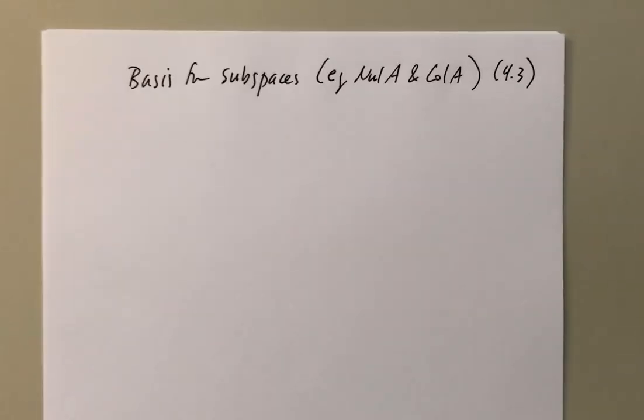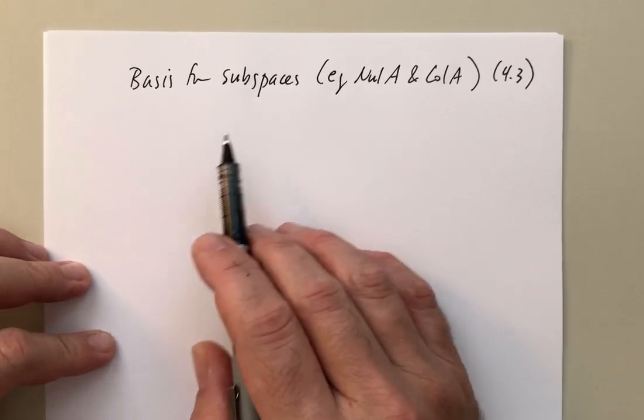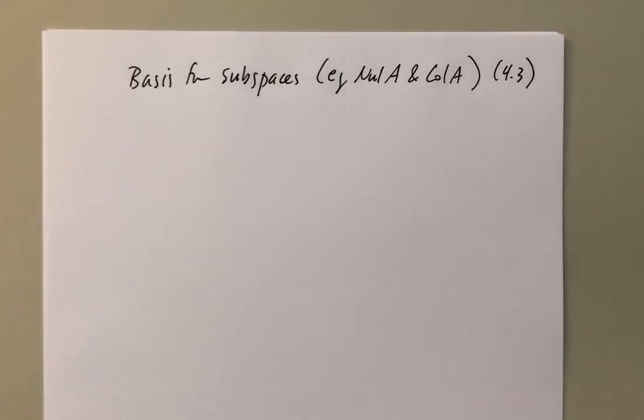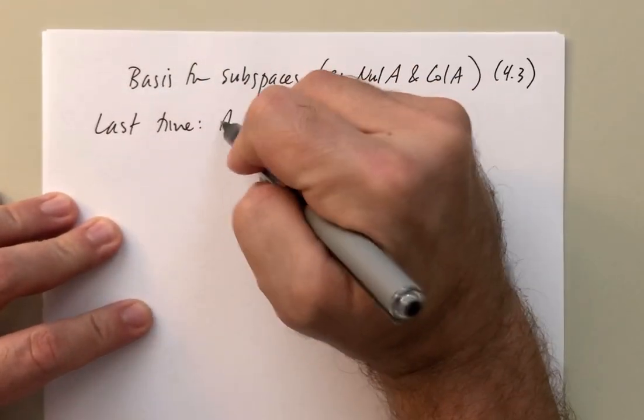Hello everyone, today we're talking about bases for subspaces, and in particular two of our favorite subspaces, the null space and column space of a matrix. Let me just recall from last time what is a basis.